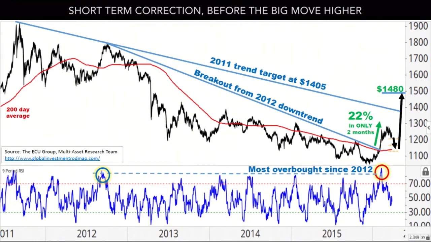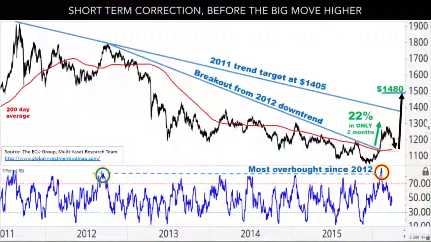Well, essentially, we've broken out of this 2012 downtrend just drawn there. That's the initial breakout level. And then one of the targets there is the 2012 trend at 1405. Now, the indicator on the bottom is the RSI momentum indicator, showing what you just mentioned, the historical context of this overbought condition. But essentially, we're looking for a two-step process down to maybe 1200 and then back up all the way to 1480 in the second half of this year.